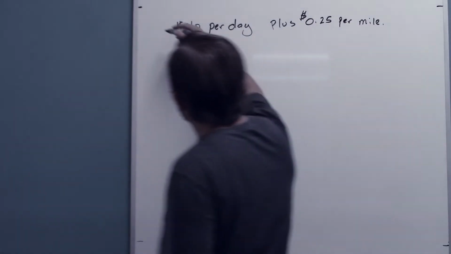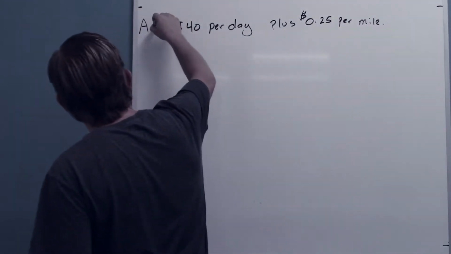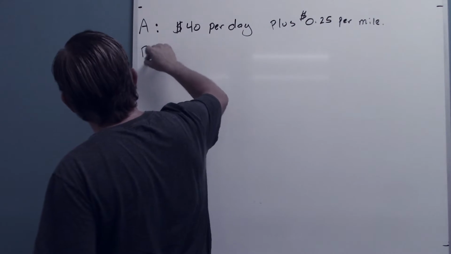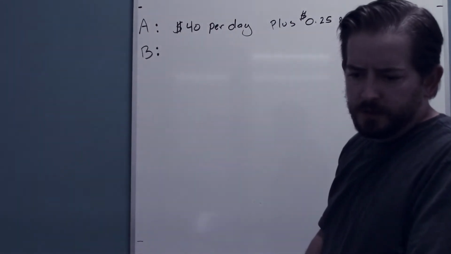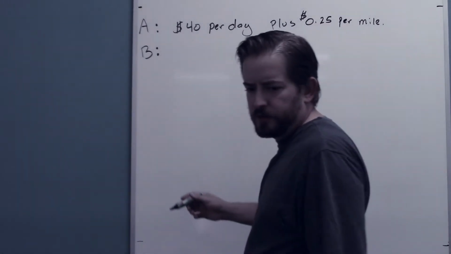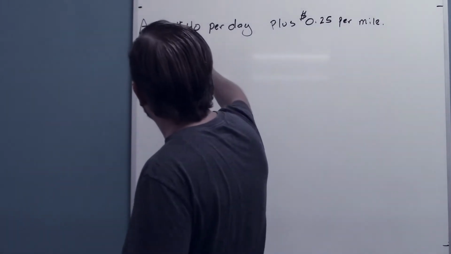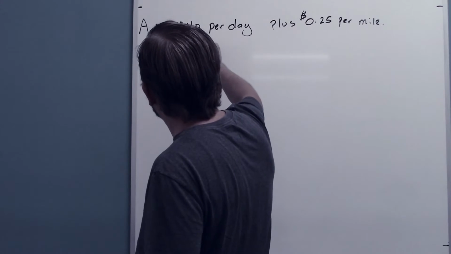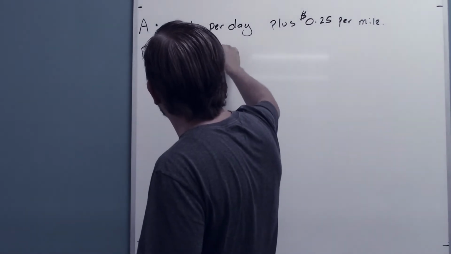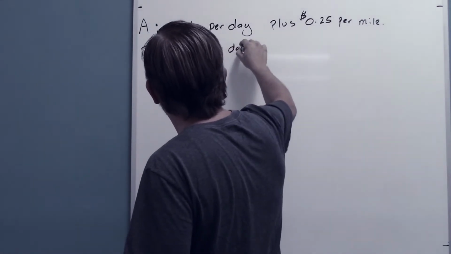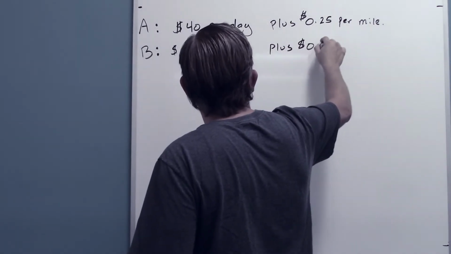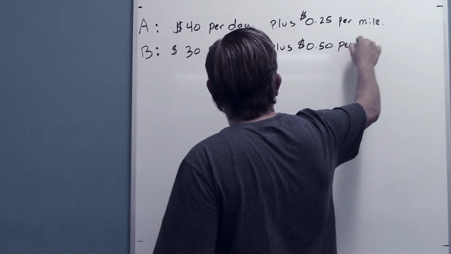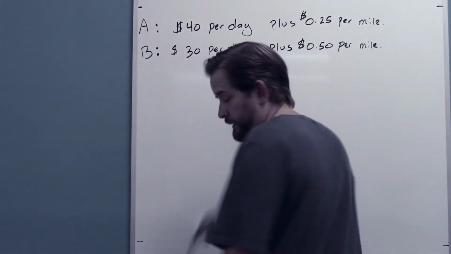This is one, so this is American. That's one company, and then we have another company, Bowman Auto. Charges $30 per day for the rental car in addition to 50 cents per mile. So they charge $30 per day, plus 50 cents per mile.